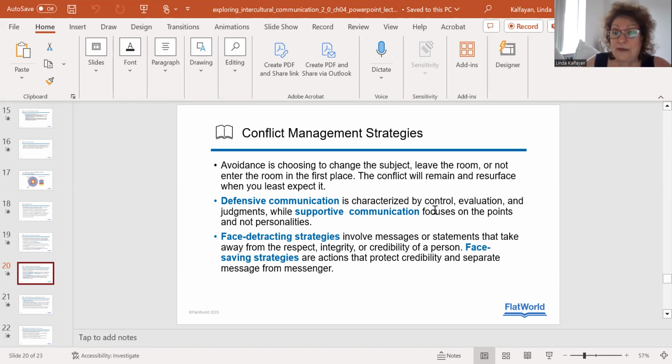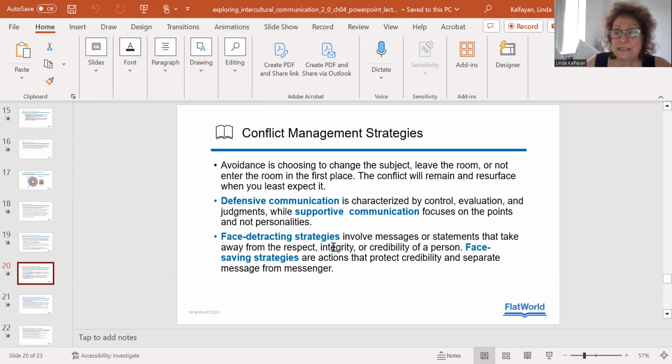Defensive communication is characterized by control, evaluation, and judgments. So we do become defensive. While supportive communication focuses on points and not personalities. So again, when you're talking with someone, you may not have to agree with their religion and background and culture, but don't become defensive to support it. Again, we're flexible. We're talking about what the happening is or what the discussion is about, and not who is saying it.